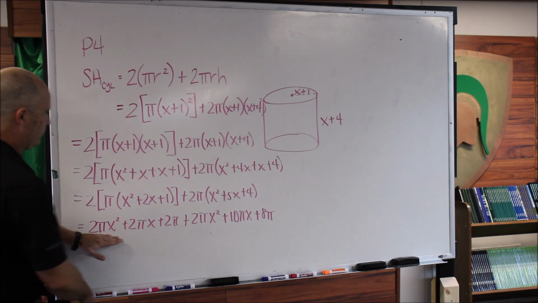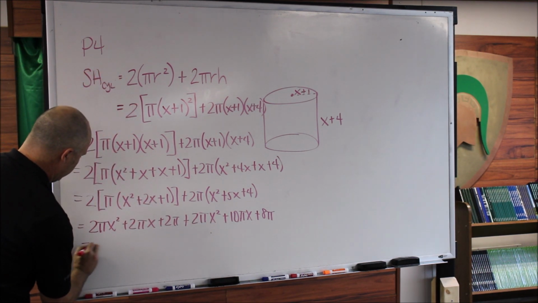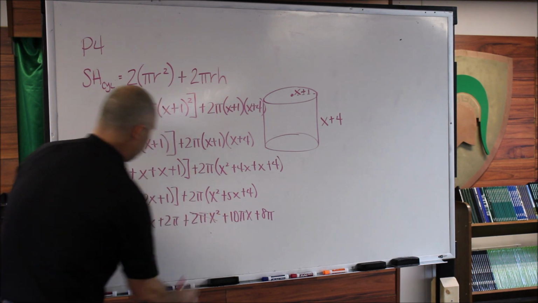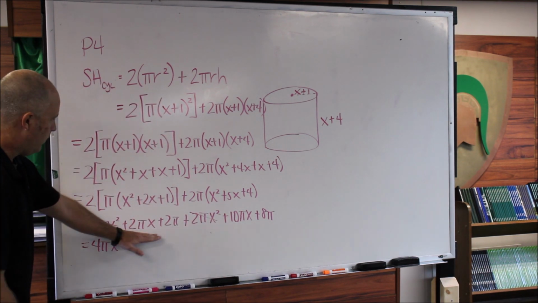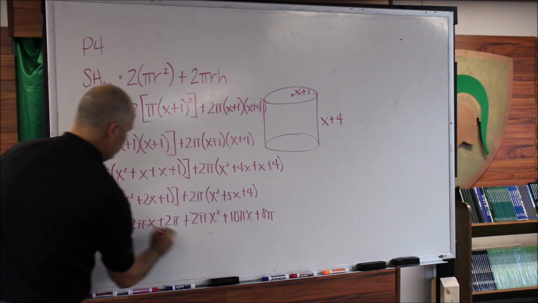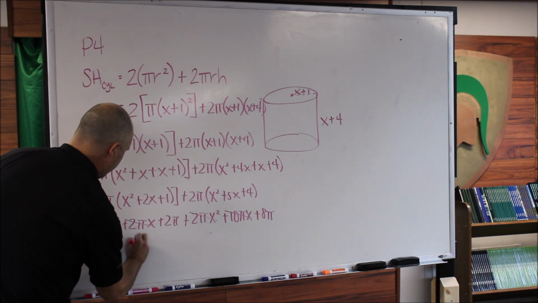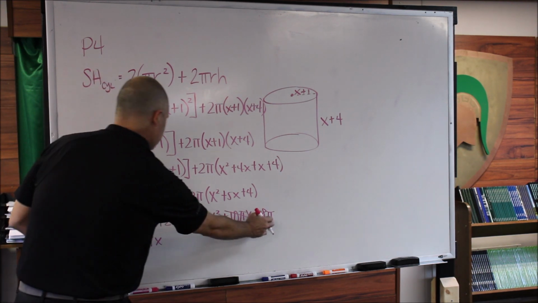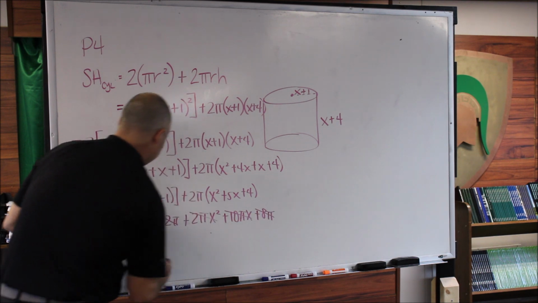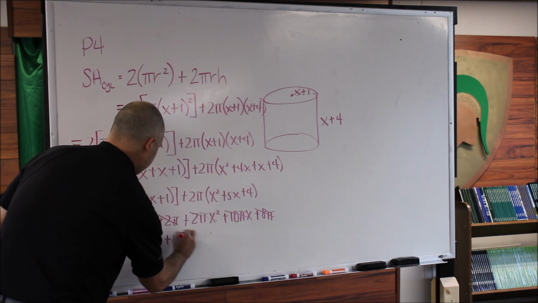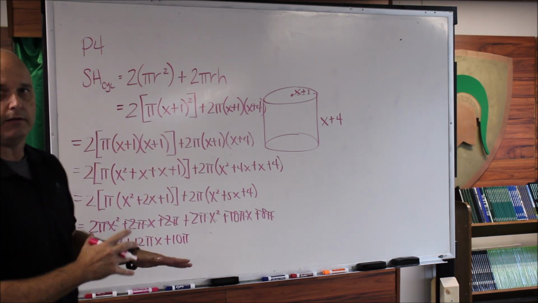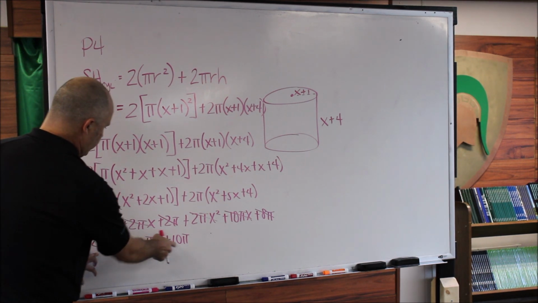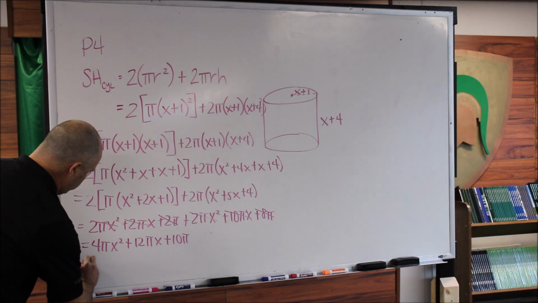So we've got a 2 pi x squared and a 2 pi x squared, so that gives us 4 pi x squared. And again, I'm going to cross these out since I've got so many things going on here. A 2 pi x and a 10 pi x, so that gives us plus 12 pi x. Then we've got a 2 pi plus an 8 pi, so that gives us 10 pi. Now we look to see, is there anything that we can do in terms of GCF? So I've got a 4, a 12, and a 10, so we can take a 2 out of that.